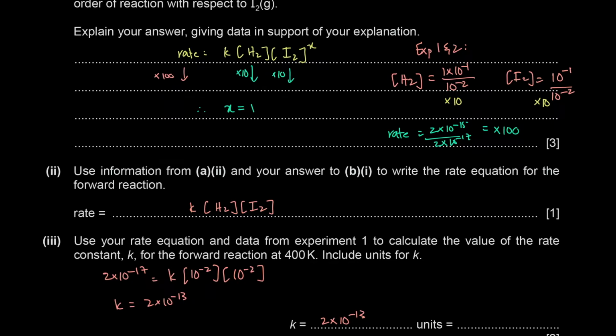Here everything is in seconds. The units of rate are concentration per second, that's moles per dm cube per second. And if you divide it by concentration squared, you're left with concentration to the power of -1 per second. So the units are moles inverse decimeter cube per second.